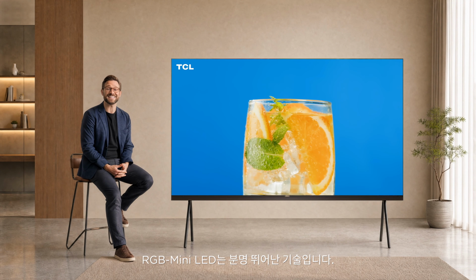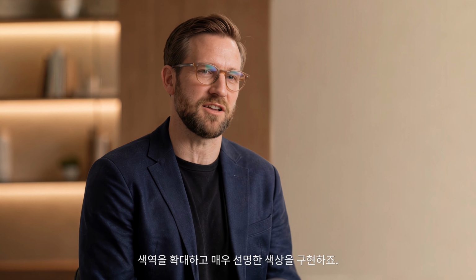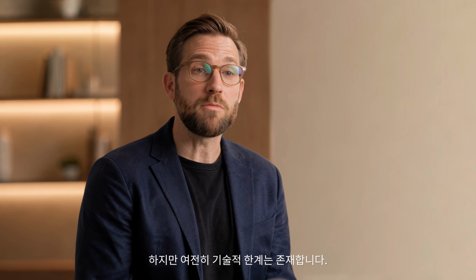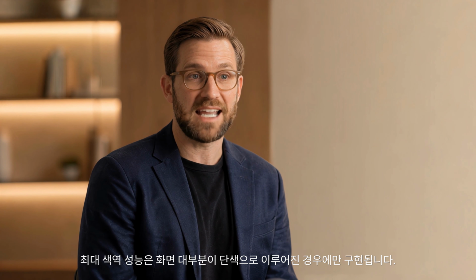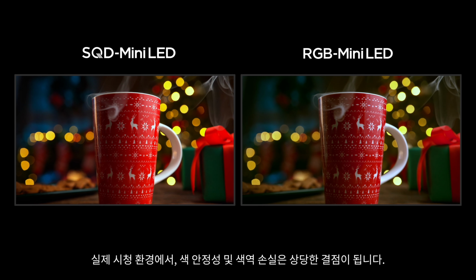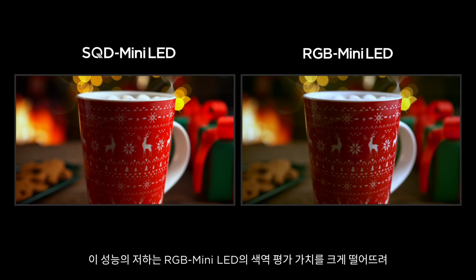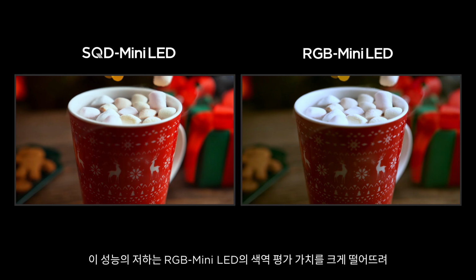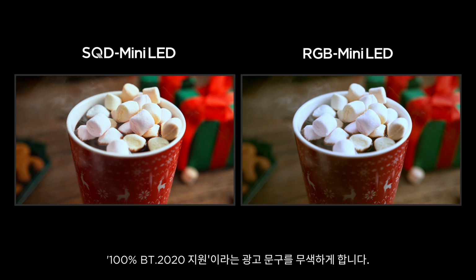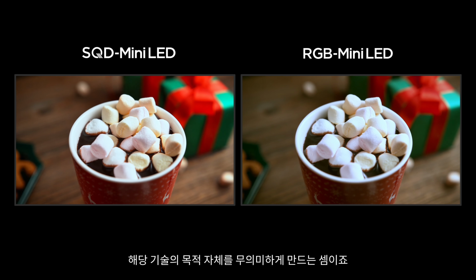RGB Mini LED is undeniably a respectable technology. By changing the backlight composition, it boosts gamut numbers and creates highly saturated colors. However, it remains in an immature stage. Its peak gamut performance only applies to large areas of a single color. In real-world viewing scenarios, color instability and gamut loss are major drawbacks. This sacrifice in performance significantly devalues the RGB Mini LED's gamut rating, making it fall far short of the advertised 100% BT 2020. It almost defeats the entire purpose of the technology.